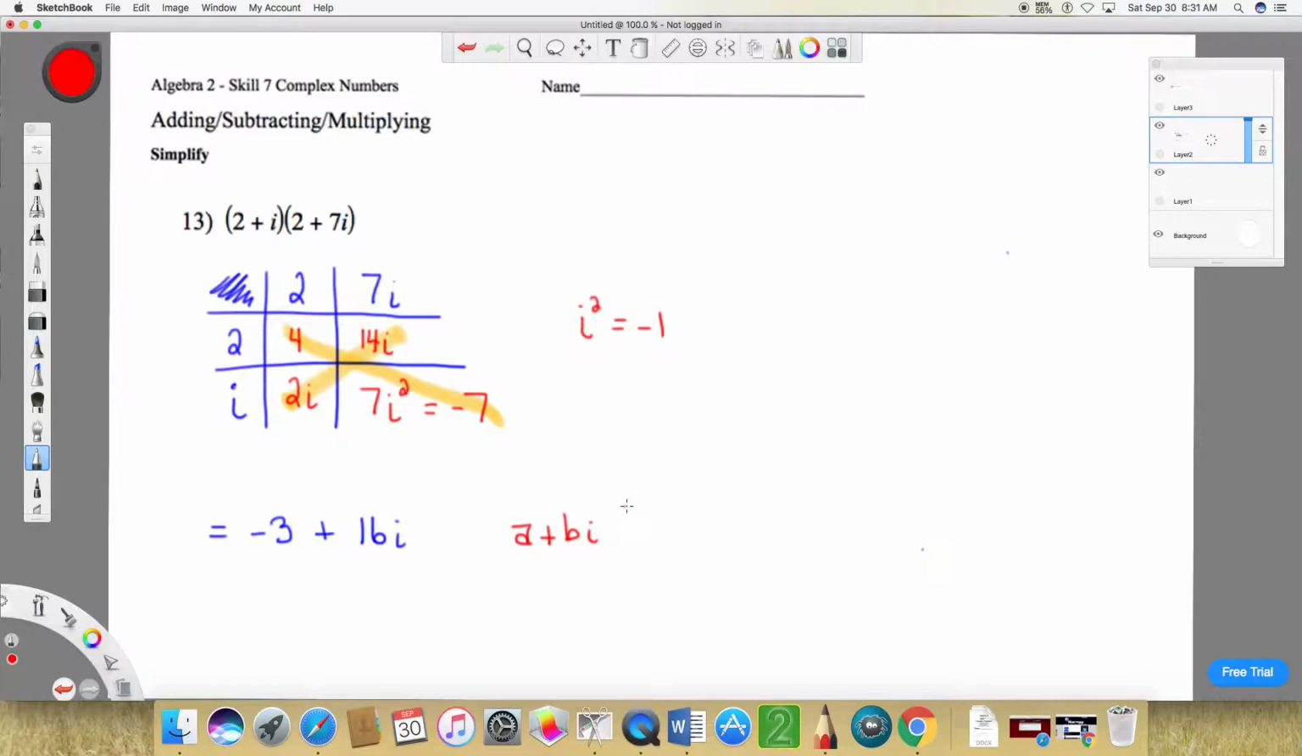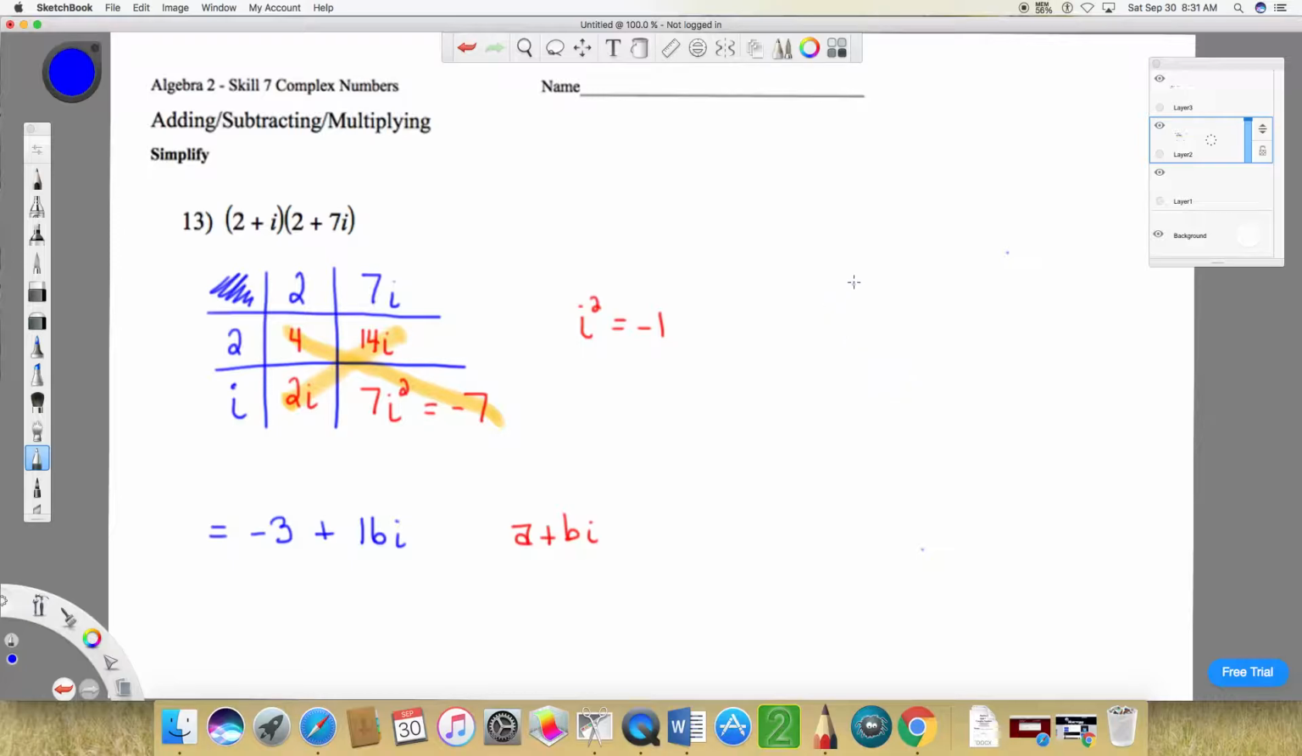bi. Now, I do have students that prefer to not use a table but to use the word FOIL, and that's okay for binomials. This table will work even if you have trinomials, and the table is a nice organized way to apply the distributive property. Now, FOIL is also an organized way for the distributive property, but FOIL is only going to work if you have a binomial times a binomial.